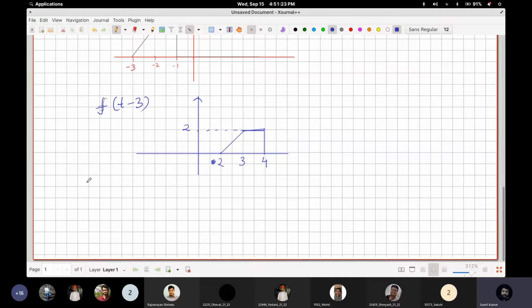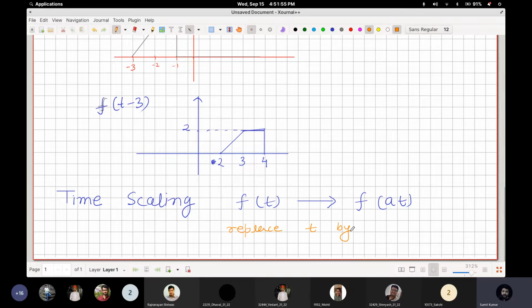So the next topic is time scaling. Okay, so we have f of t, and from f of t we want, let's say, f of 8t. Again the rules are simple and the same: replace t by 8t. That's it. If you replace t by 8t, you will have the solution, right?